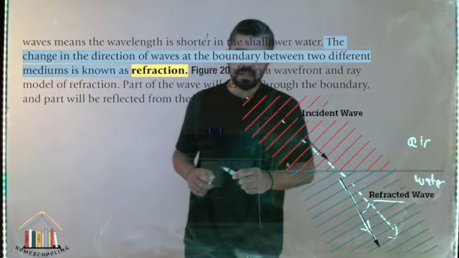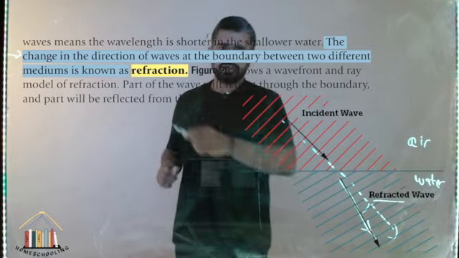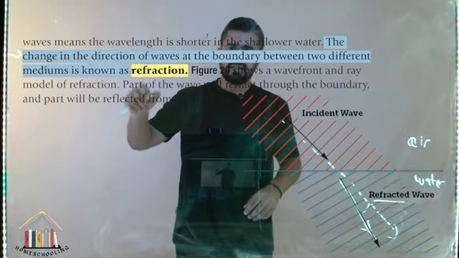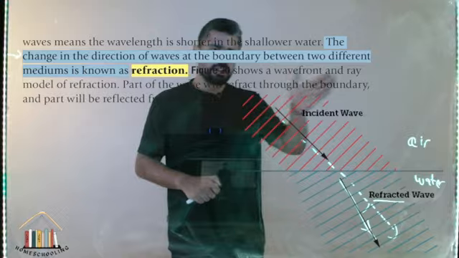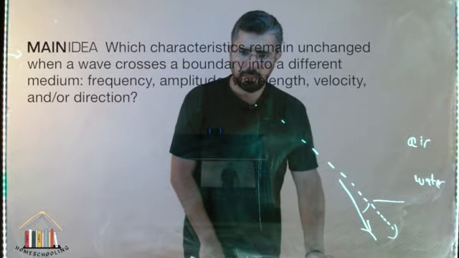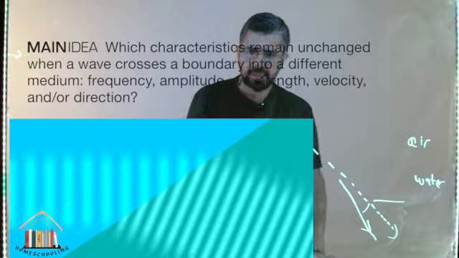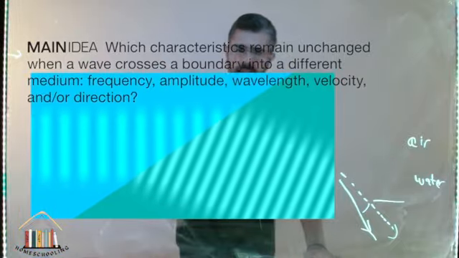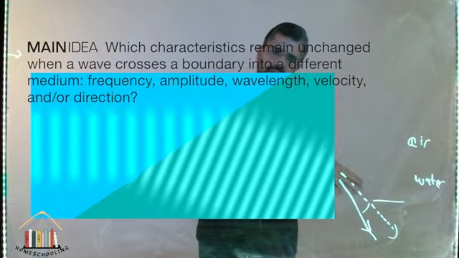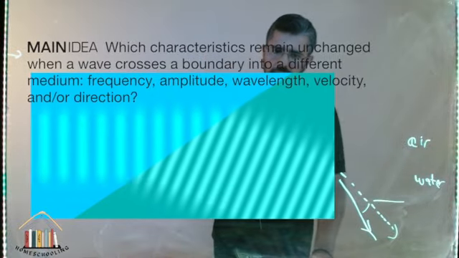Refracted waves means a change in direction. Look at this sentence: a change in direction of the waves at the boundary between two different mediums. So this is known as refraction, when the wave changes its direction. This is an example of refraction as well. You see the wave going through directly, and then if you notice, it starts to go down a little bit. So this is a good example of refraction, where the wave changes its direction.